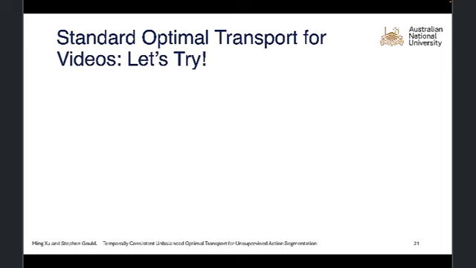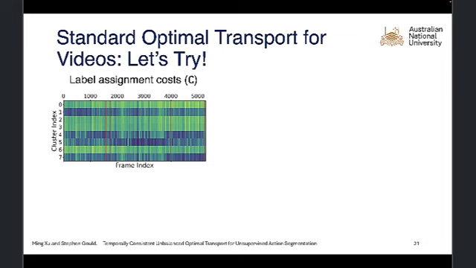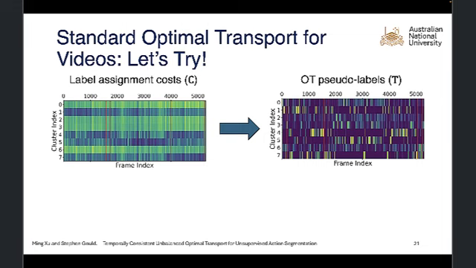So we can actually deploy standard optimal transport for pseudo-labeling. So we'll see what actually happens when we do this. So C here, we've gotten this from a real video, and C are the label assignment costs. It's pretty noisy, it's very imperfect, as you can see. Red lines actually demark the ground truth. And when we apply optimal transport, we get pseudo-labels which look like this. So yellow is high and blue is low.